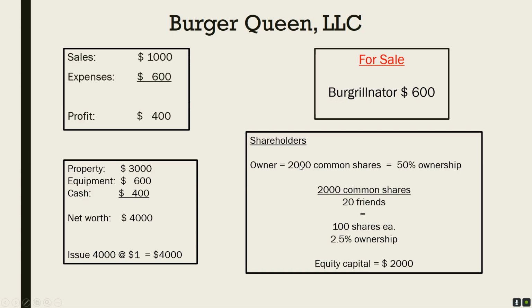So now that 2,000 have gone to the owners and 2,000 have gone to the friends, the 4,000 common shares are outstanding. It means they're not in the company anymore, they're out there. $2,000 to the owner, $2,000 to friends. So you'll hear that a lot. Outstanding common shares.